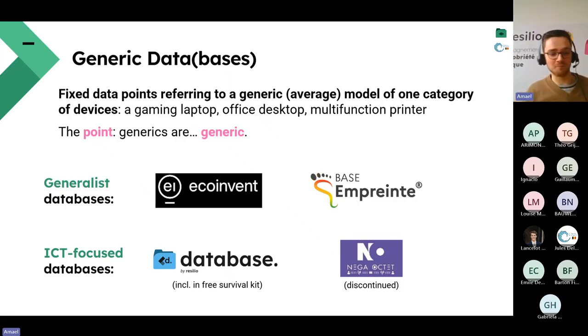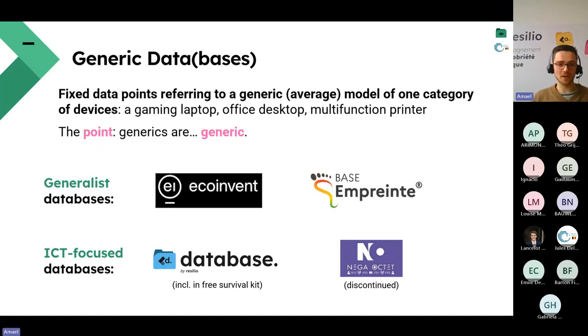And last but not least, the most used data sources are generic databases. As the name suggests, those are fixed data points. The footprint of one server is blah, blah, blah, for a generic or average model of one category of device. What we mean by that is that you will find in NegaOctet, for instance, one average gaming laptop, one average office desktop, one average multifunction printer. Those are the kind of generic data points that you can find. And as the name suggests, they are generic, which from a precision or accuracy or automation point of view may cause a bit of difficulties.